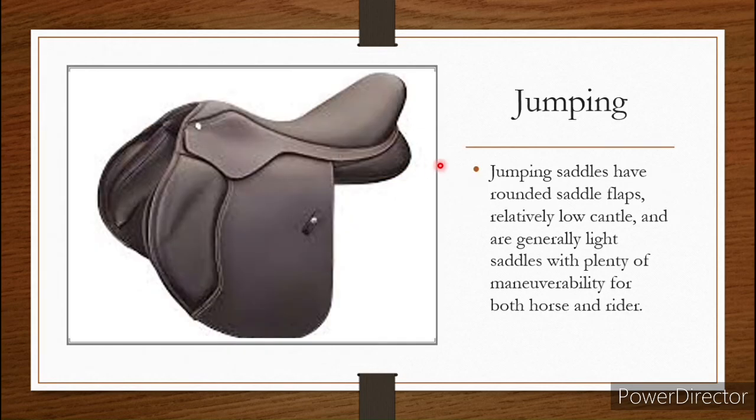First saddle, we have a jumping saddle. So the jumping saddle has very round saddle flaps, a relatively low cantle, and they're generally light saddles that have a lot of maneuverability for both the rider and the horse. I have a jumping saddle. Does that mean I jump? No. I have the saddle because it allows me to maneuver and stuff like that, and I just think it's a decent saddle just because it's not a lot to throw around.